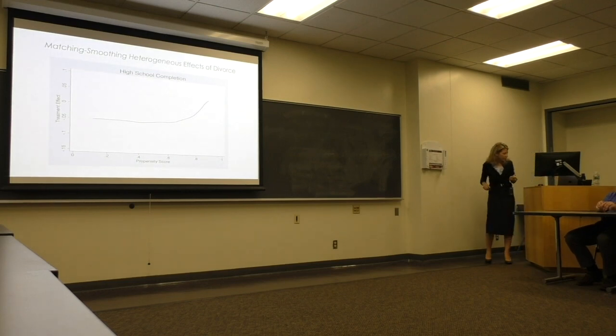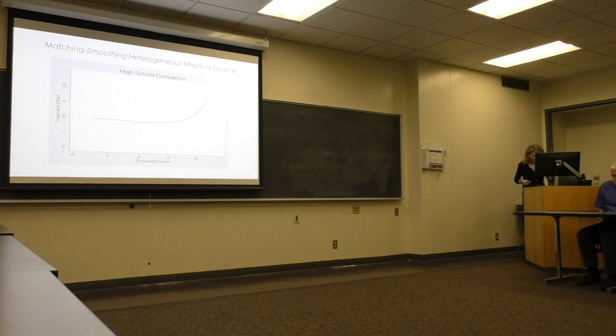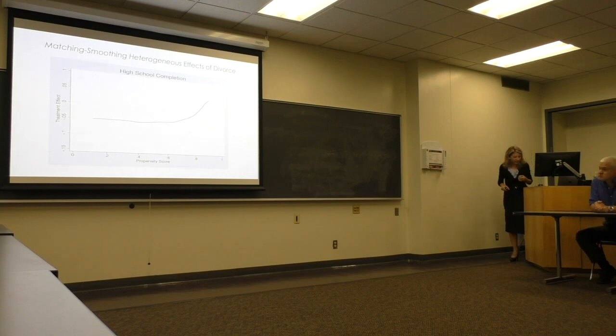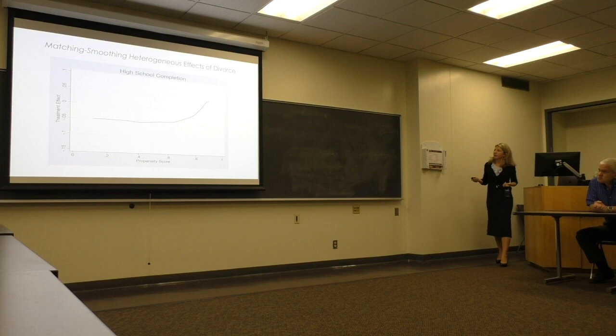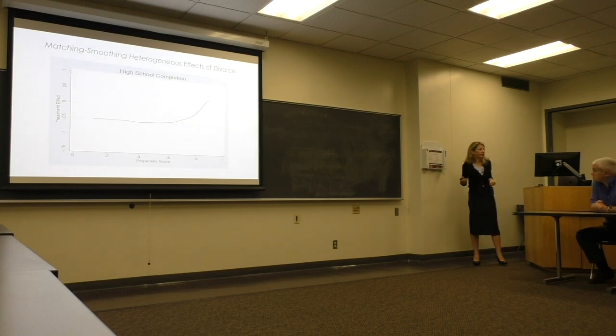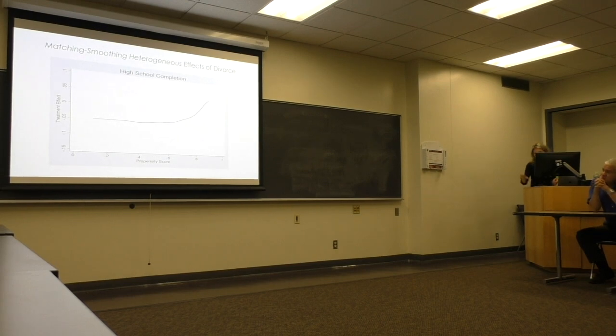Here we observe this curvilinear pattern where we have a negative effect of divorce on high school completion among children with a low to moderate propensity for divorce. That's relatively flat here, and then has this big uptick at the end that reaches 0 and looks like it has a positive tail, but these are fewer cases at the tail of the propensity score distribution.